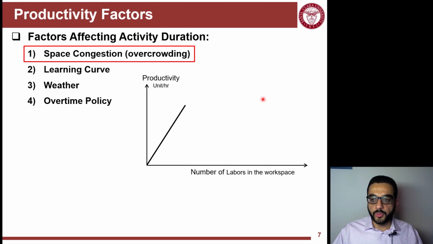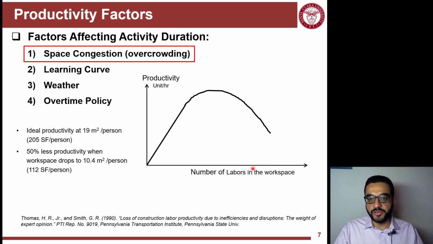But this is true up to a point where, if you look at this graph here, number of laborers in a workspace, imagine this painting job that we just covered in the last slide. If I keep adding painters in this room that's being painted, at some point it will reach a peak and then go down, because now all these laborers in the same space are impacting each other, hitting each other, tripping on their toes and all of that. There are different studies that examine this bad impact of congestion on productivity.